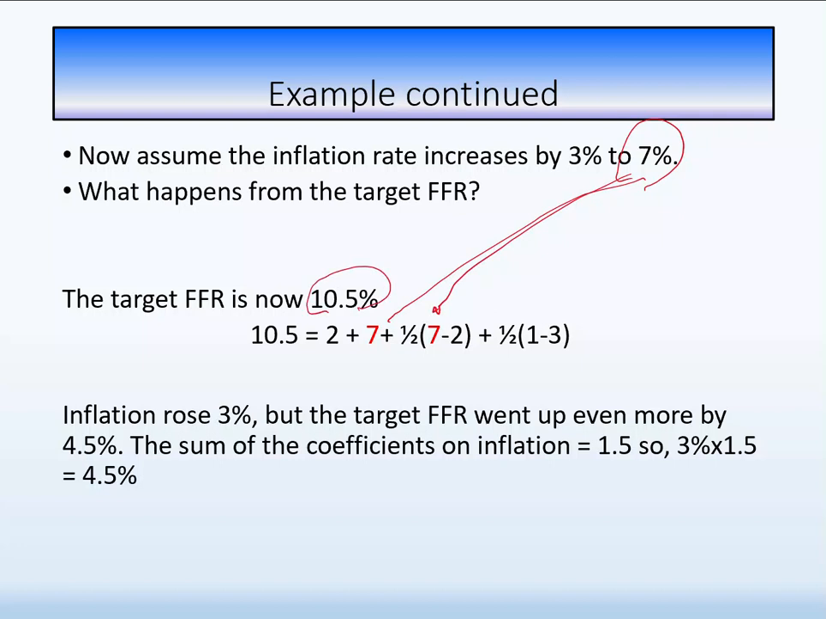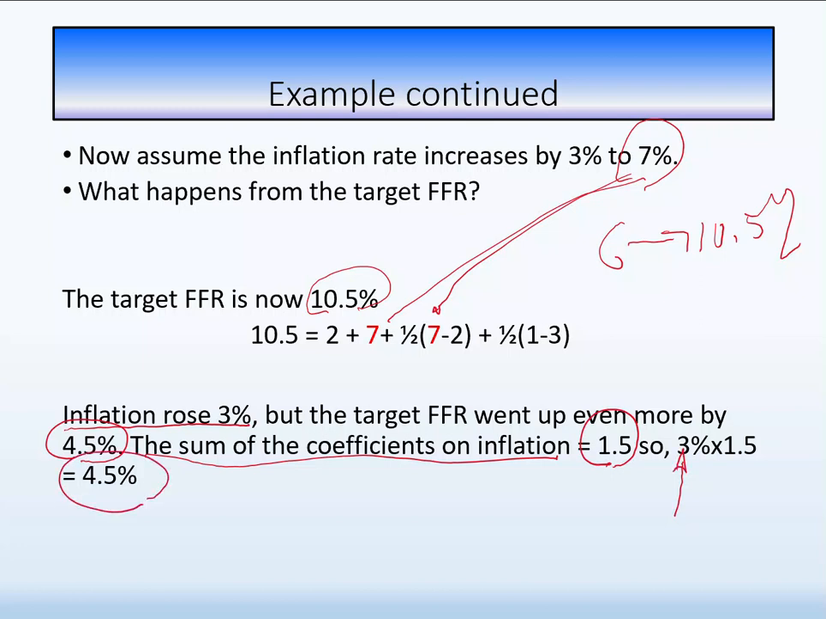In other words, inflation rose by 3%, but the target rose by 4.5%. It went from 6 to 10.5%. And so the reason for that jump is that the sum of the coefficients on inflation is 1.5. So the 3% jump in inflation times the 1.5 gives us the increase in the Fed funds rate of 4.5%.